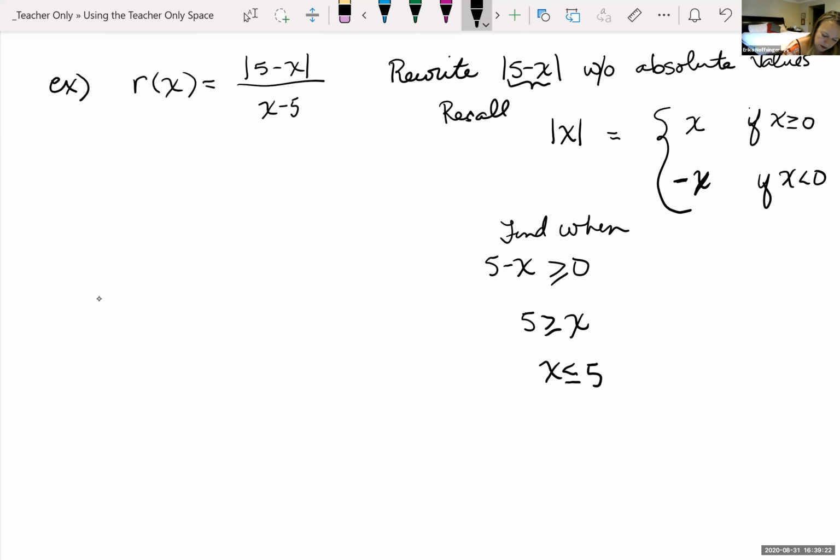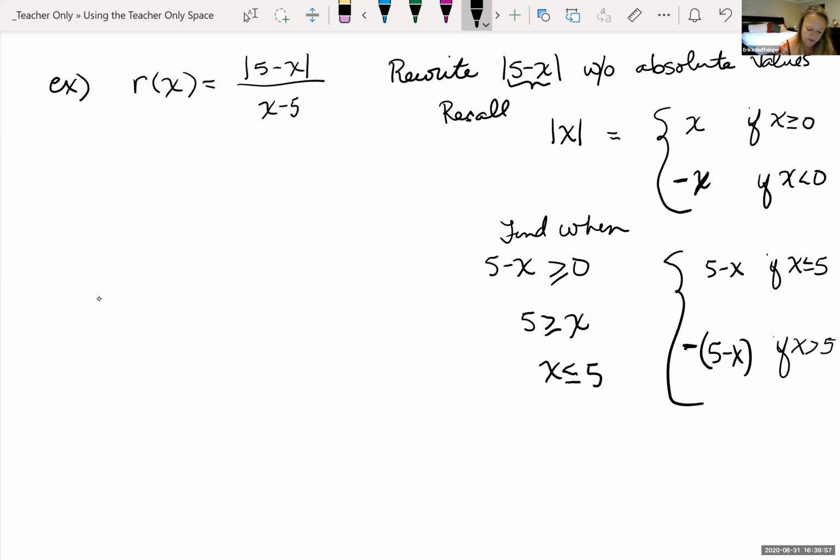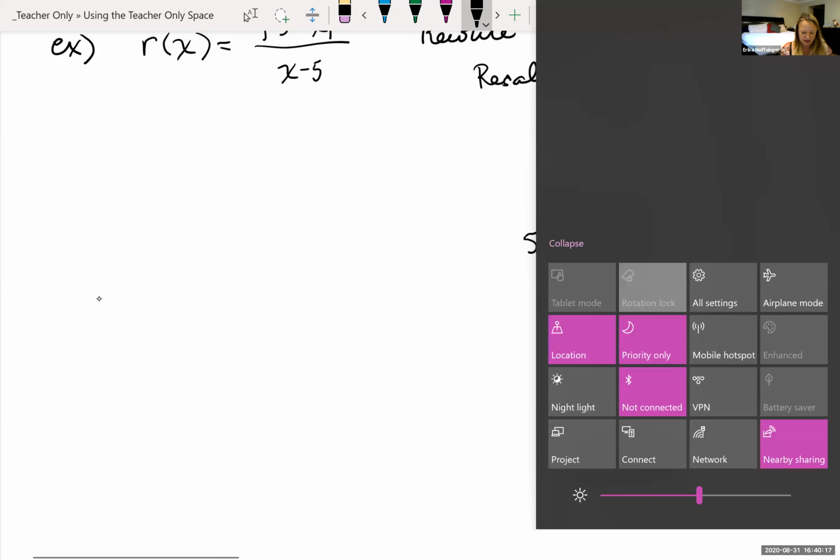Okay. So we're looking at 5 minus x if x is less than or equal to 5. For numbers bigger than that, the value I would get back would be the negative of that result. So if I look at the negative of 5 minus x, we're going to use that result if x is bigger than 5.